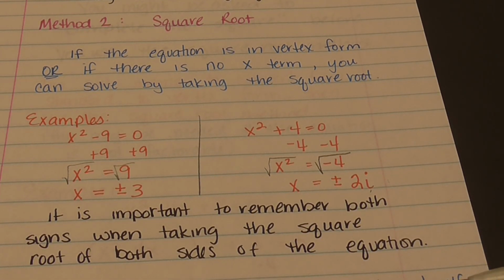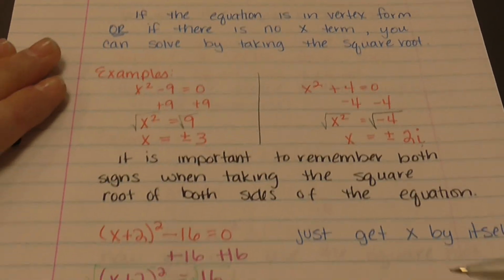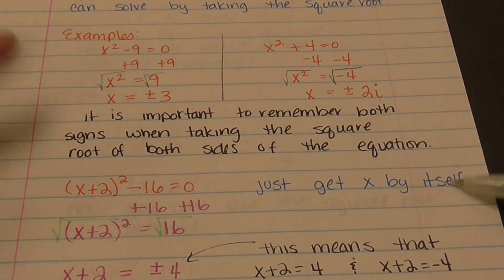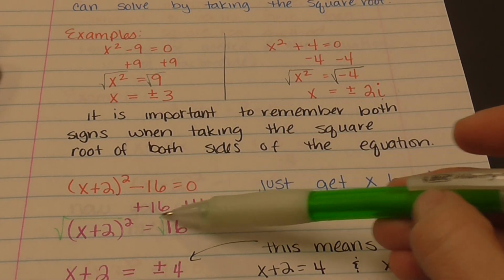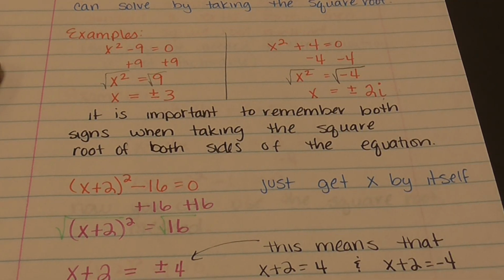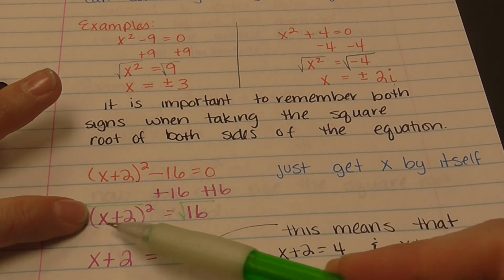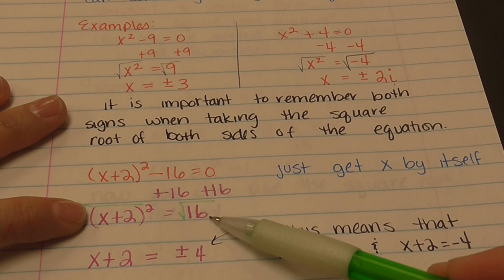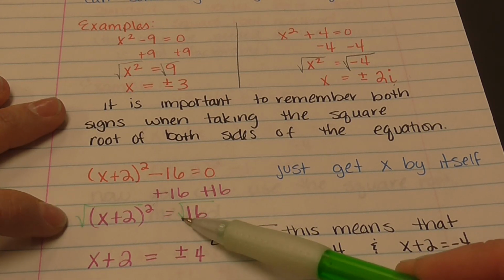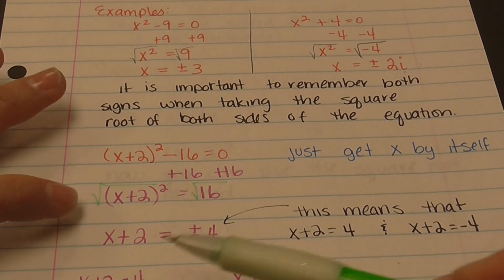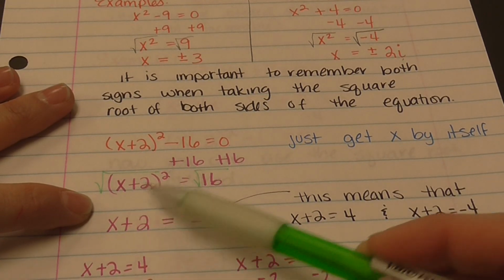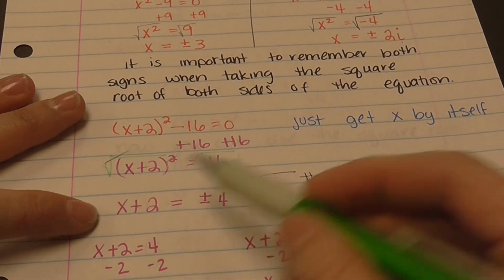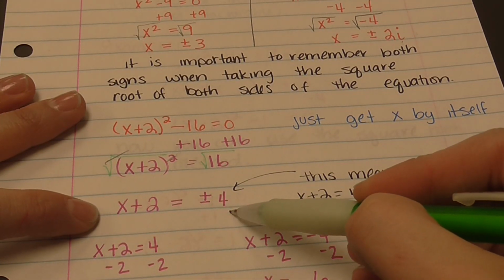All right, so here's why. If we have it in vertex form, we're still just trying to get x by itself, so I'm going to undo it one at a time. I'm going to add the 16 to both sides. So at that point I get, before these little square roots come in, x plus 2 squared equals 16. To get rid of the squared, I take the square root of both sides. So that just leaves me with x plus 2. It's nothing fancy. The square root gets rid of the squared. So x plus 2 equals plus and minus 4.